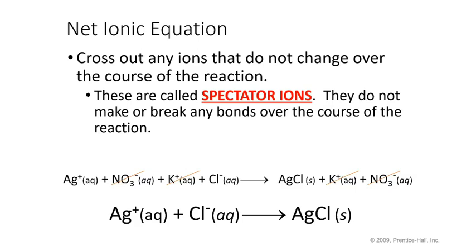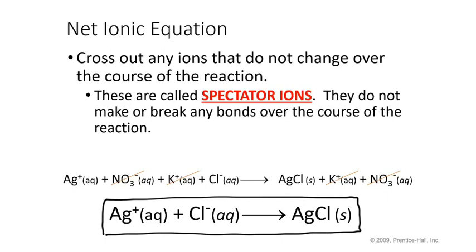Some questions will ask you to identify the spectator ions. So you would say, oh, the spectator ions are NO3 minus and K+. Other times, they may just want you to show the net ionic equation. So this is what we call the net ionic equation. And it's important because now we can really see what is taking place in the actual chemical reaction without the mess of the spectator ions that are just extra stuff that get in the way of seeing the actual chemistry taking place.